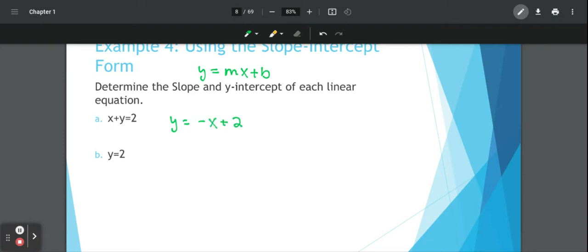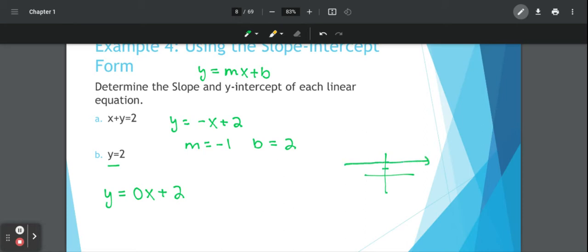So looking at this then, we know that our slope is negative 1, and our y-intercept would be 2. Now, when you look at part B, we just have a y equals equation, right? And if you have a y equals equation and there's no x, it really means you have no x and you're plus 2. And remember, a y equals equation, if you were to graph it, if y equaled 2, it would mean all of the points would have y equals 2. So you have this horizontal line. So your slope in this case would be 0, and your y-intercept would be 2.